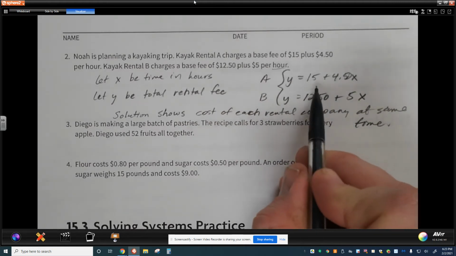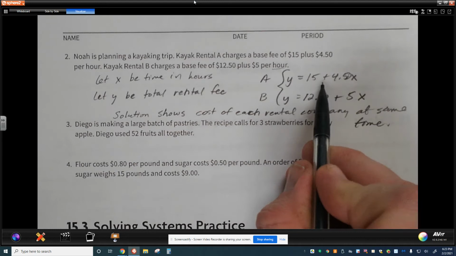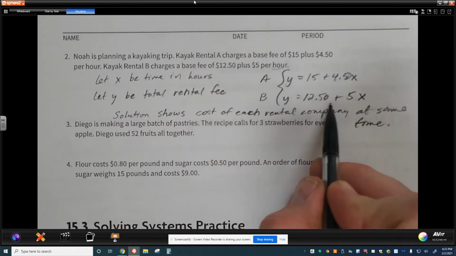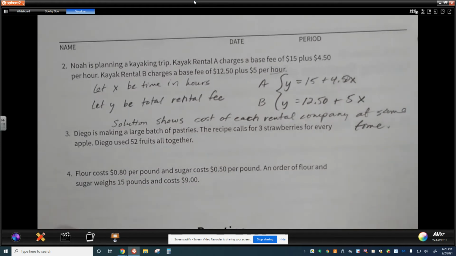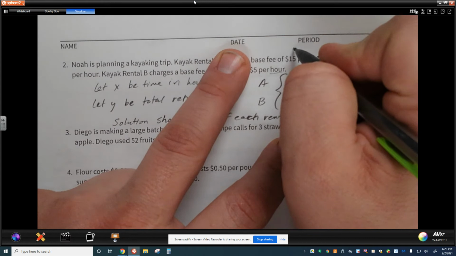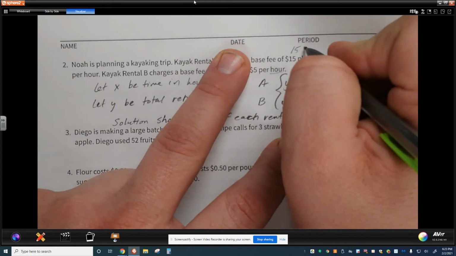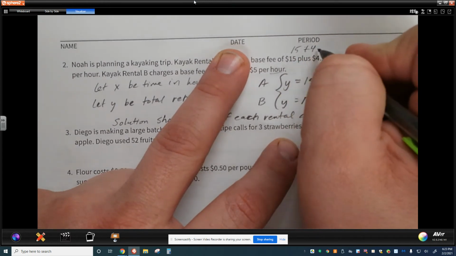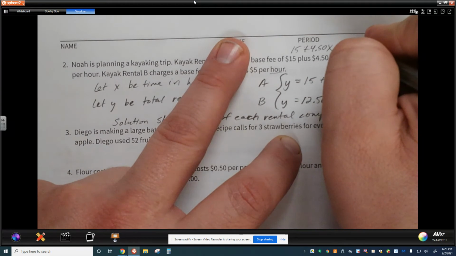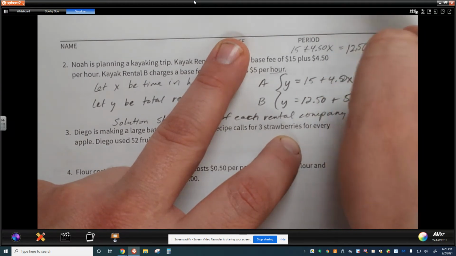So for a short term, I would tell you that company A is probably not your best choice, but at some point, company B will not be the right choice either. And we would simply do that by setting this expression, the first equation, 15 plus 4.50x, equal to 12.50 plus 5x.